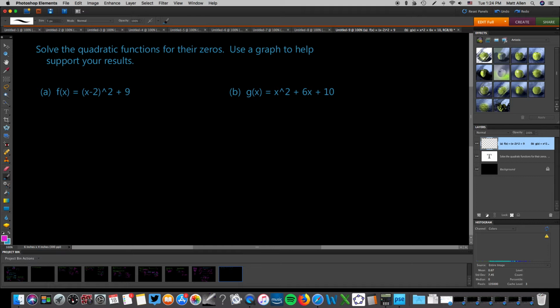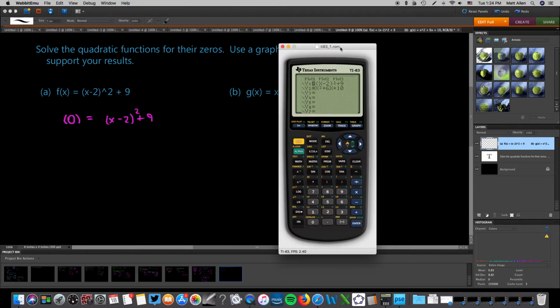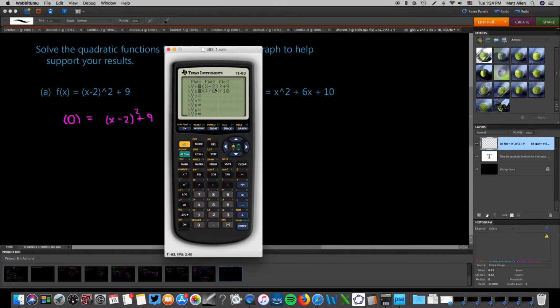So when we're looking for zeros, let's first acknowledge that what we're looking for, at least graphically, are the x-intercepts. So we're setting y equal to 0 and solving for x. We're going to do this algebraically, but notice I said to use a graph to support your results. Consider that if we put in y equals (x minus 2) quantity squared plus 9 and graph it, we should get a quadratic family graph, and you see it up here, shifted right 2 and up 9.